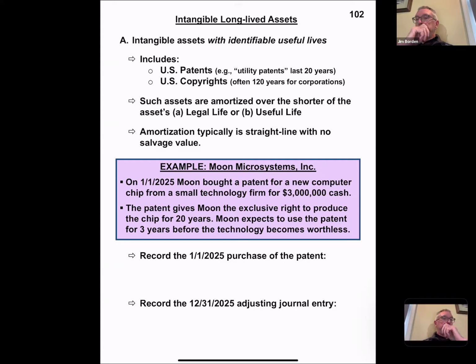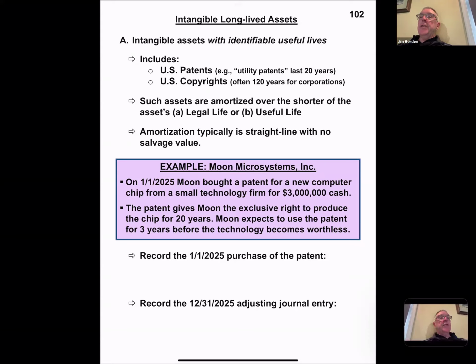So let's look at an example. So here's a company that bought a patent for a new computer chip from a small tech firm for $3 million cash. The patent gives Moon the exclusive right to produce the chip for 20 years. So there's the legal life. However, they expected the patent will only be valuable for 3 years. After that, new technology comes along, makes this patent worthless.